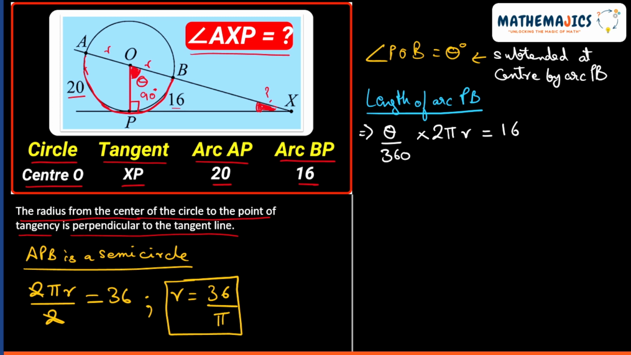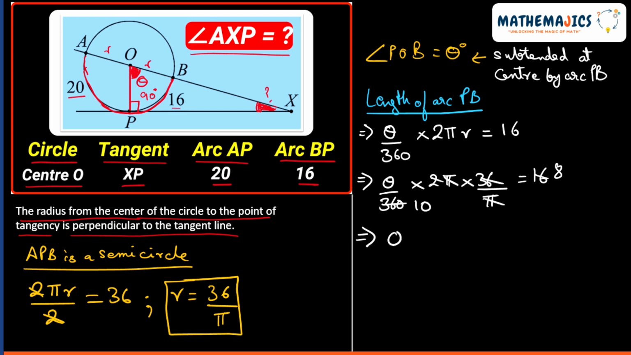Okay, let's solve this. Theta we need to find out, upon 360 times 2 pi r, and r is 36 by pi, is equal to 16. Now if we solve this, we will get theta as 80 degrees. Now this theta is very important for us. Now we can find angle AXP easily.